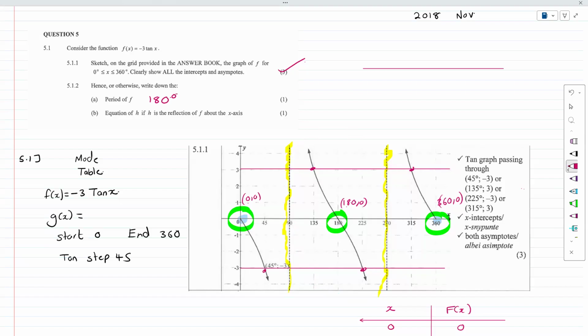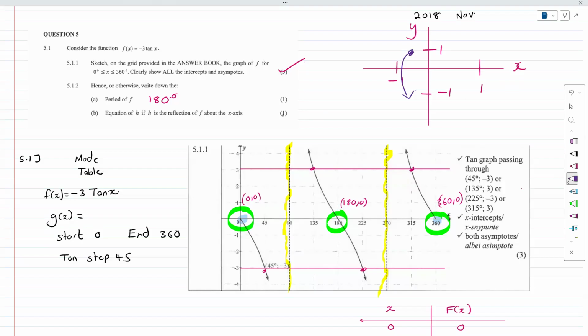And the next one says, what happens if H is a reflection? Okay, the equation of H, if H is a reflection of F across the x-axis. Now, we know in the Cartesian plane, these are our positive numbers, our negative numbers, our positive y, our negative y, right? That's y and x, that's x and y. So when something flips across the x-axis, what changes? The only thing that would change is the y value.